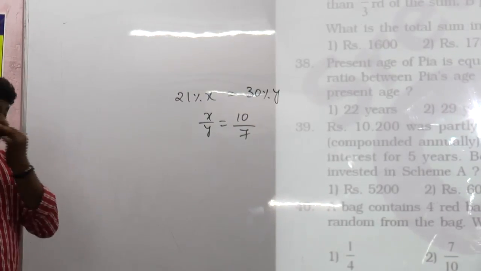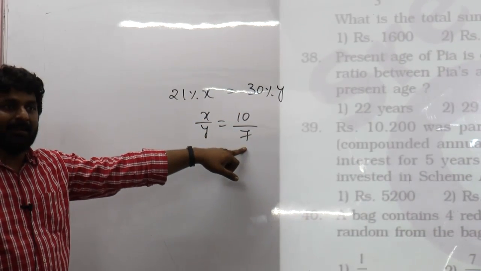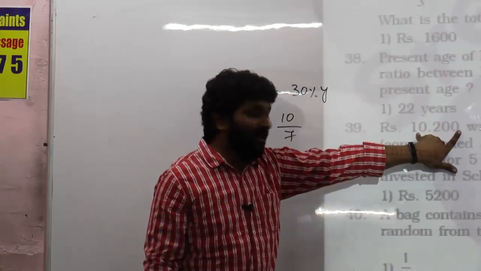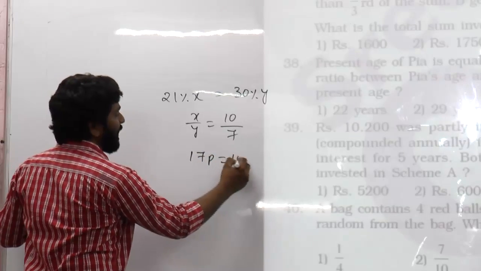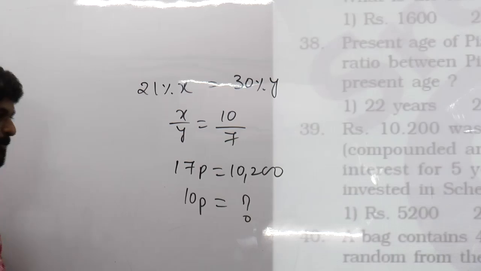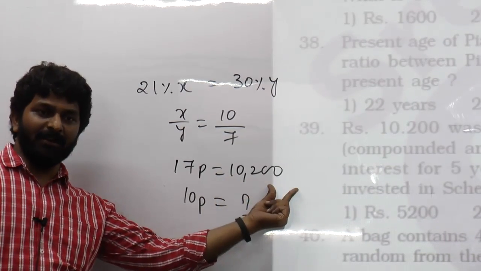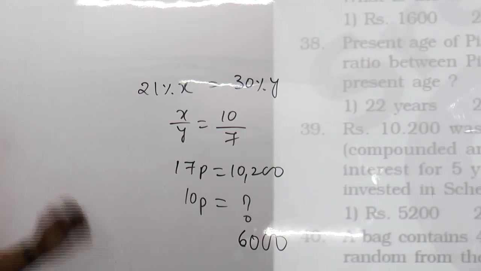Yes or no? So the amount invested in the first part is 10 parts and in the second part 7 parts, total 17 parts, and that is equal to 10,200. If 17 parts is equal to 10,200, you are asked about 10 parts is equal to how much? 17 six times is 102, into 100. 10 six times is 60, and then into 100. 6,000 is the answer.